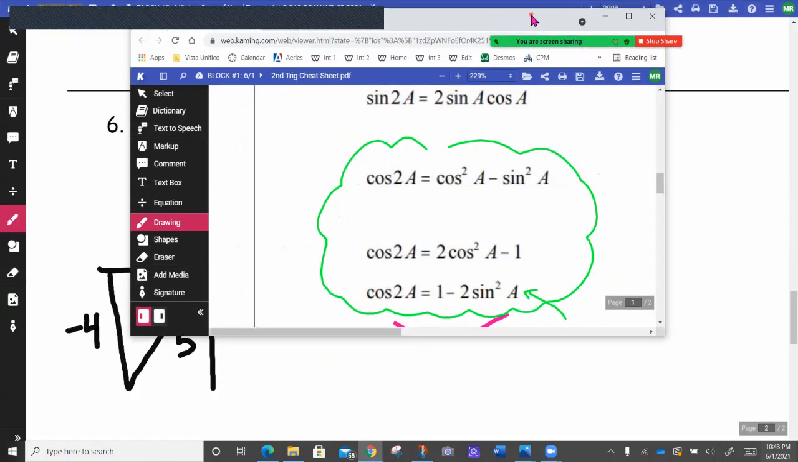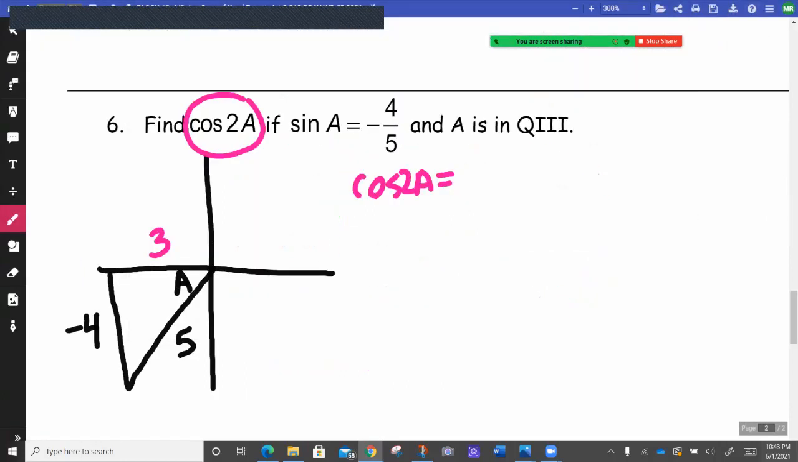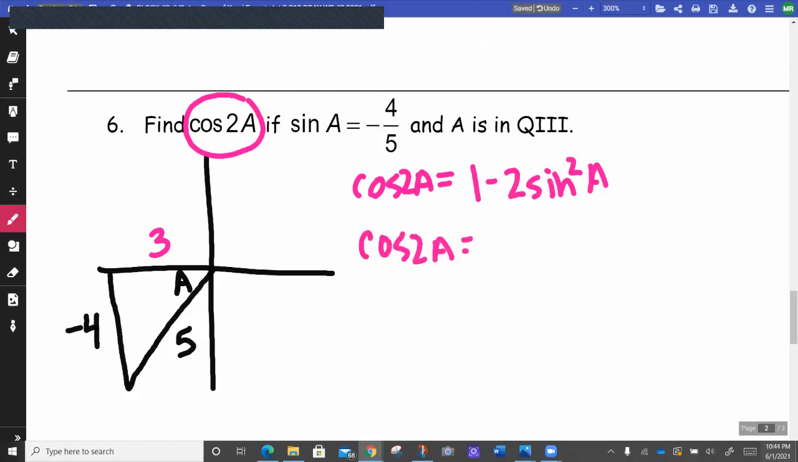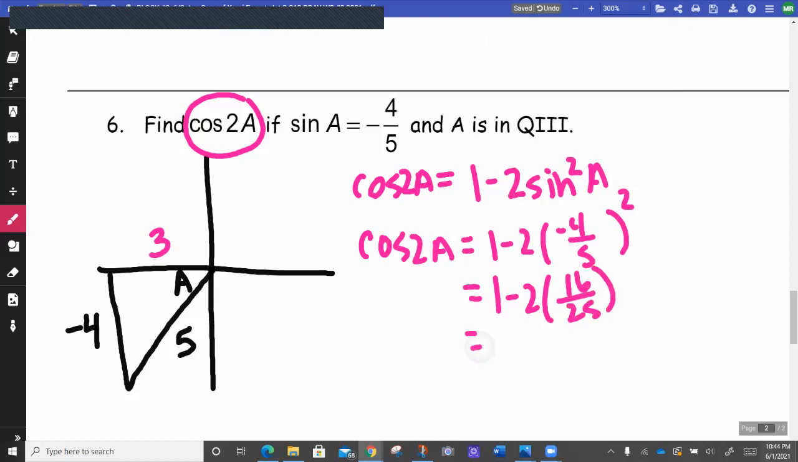So, 1 minus 2 sine squared a. That would be cosine of 2a is equal to 1 minus 2, and my sine is a negative 4/5, and I'm going to square that. So I'm going to get 1 minus 2 times 16 over 25, which is 1 minus 32 over 25.